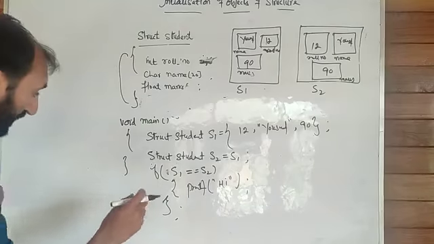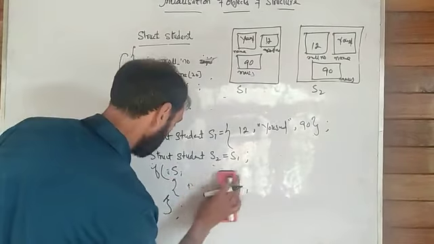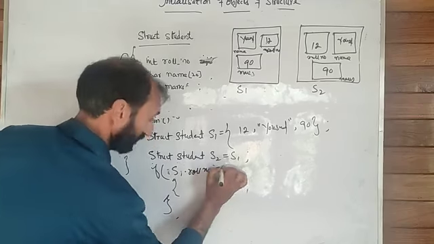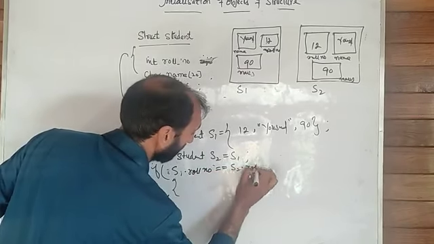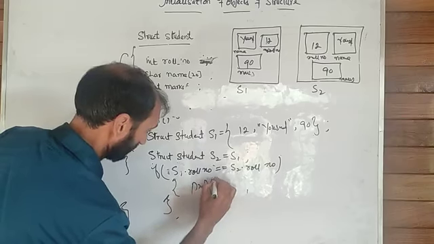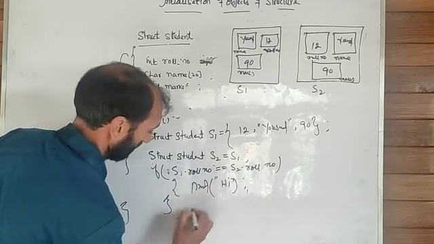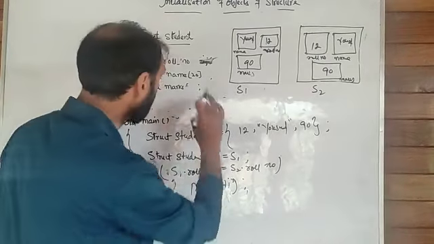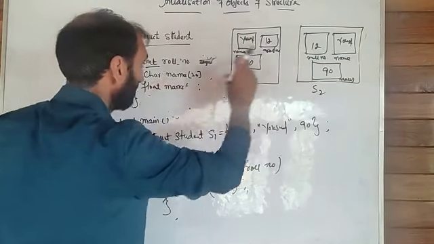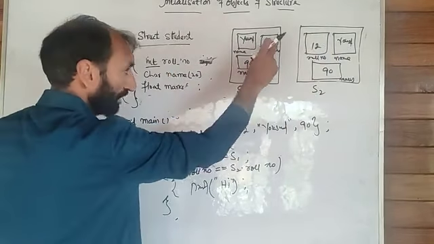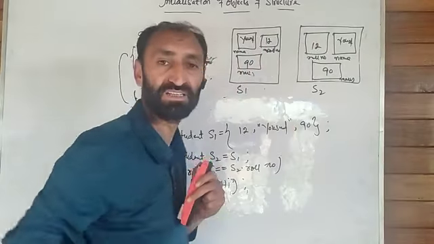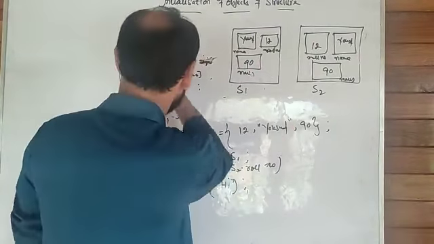But we can compare the members of the structure. For example, if S1 dot roll number equal to S2 dot roll number, printf hi. That is it. It is possible. We can compare the individual members: your roll number, your name, your marks. But comparing the objects as a whole is not possible in this comparison.